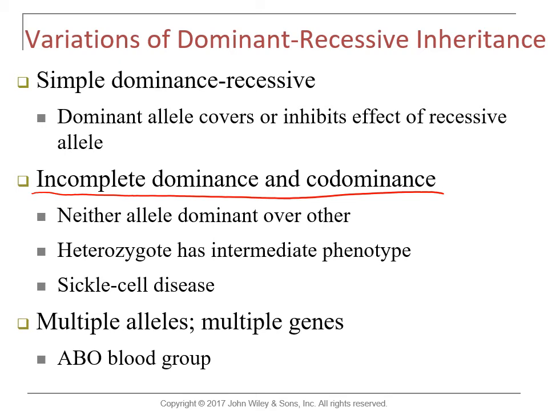Another variation of dominant recessive inheritance is multiple allele inheritance. Although a single individual inherits only 2 alleles for each gene, some genes may have more than 2 alternative forms. That is the basis for multiple allele inheritance. One example of multiple allele inheritance is the inheritance of the ABO blood group.